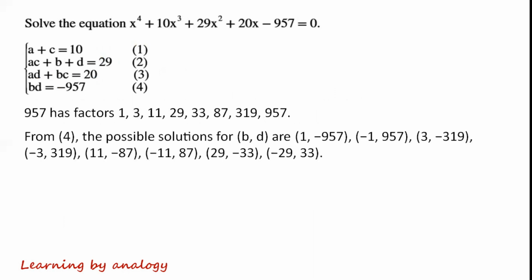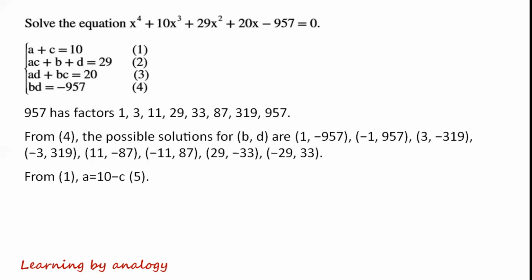From equation 4, the possible solutions for b, d are 1, minus 957; minus 1, 957; 3, minus 319; minus 3, 319; 11, minus 87; minus 11, 87; 29, minus 33; minus 29, 33.